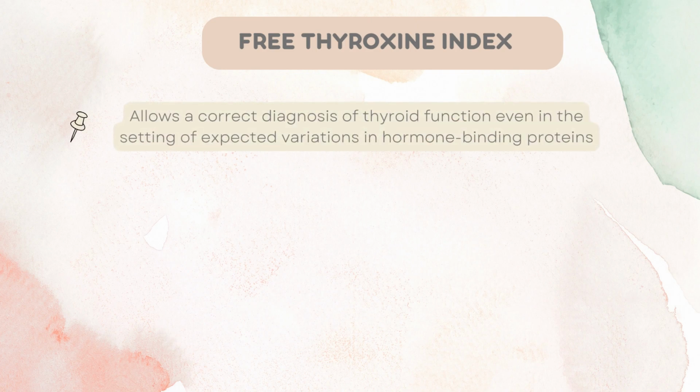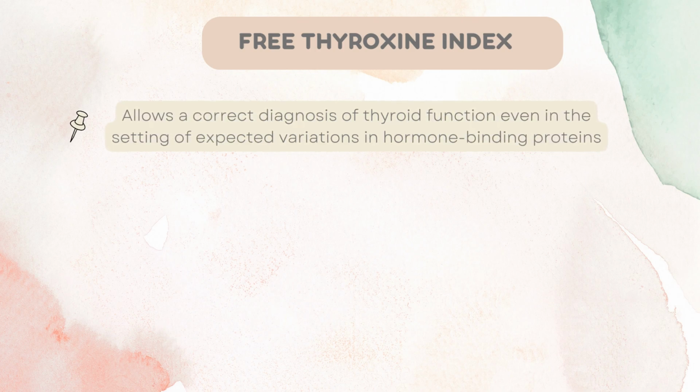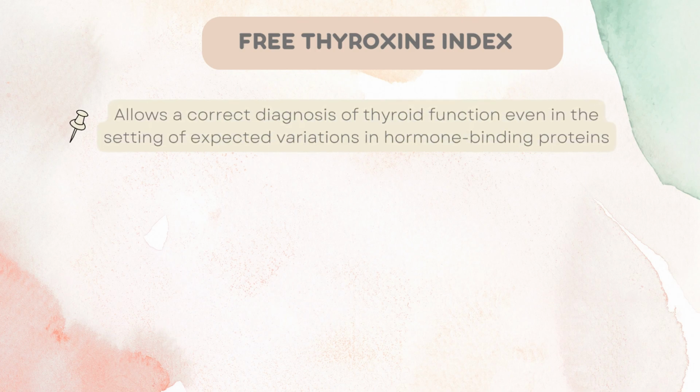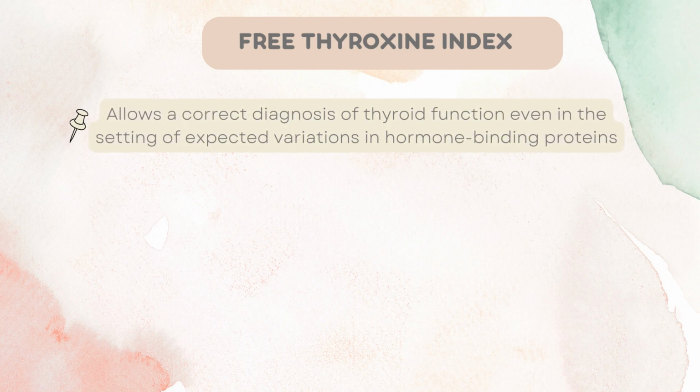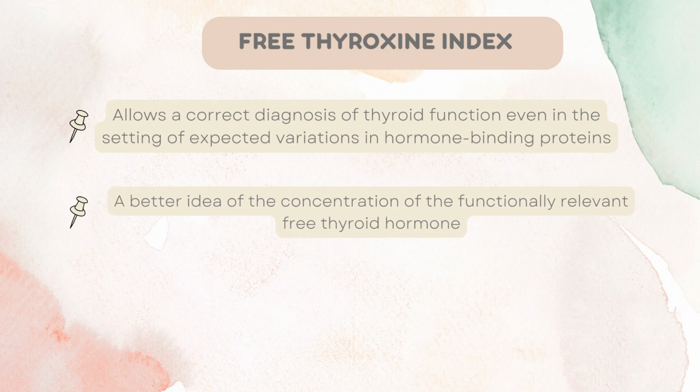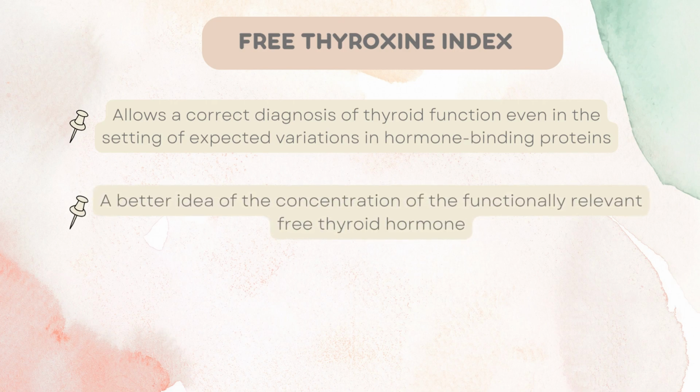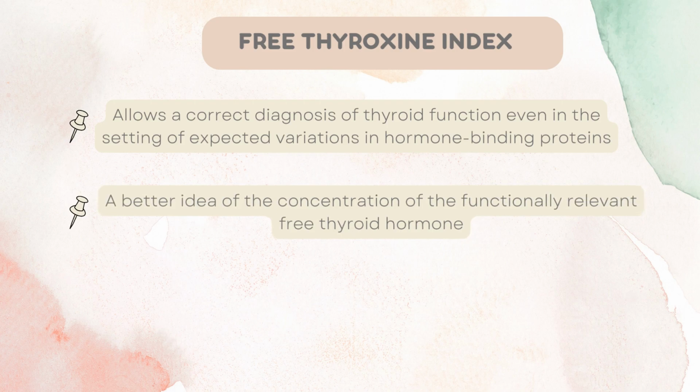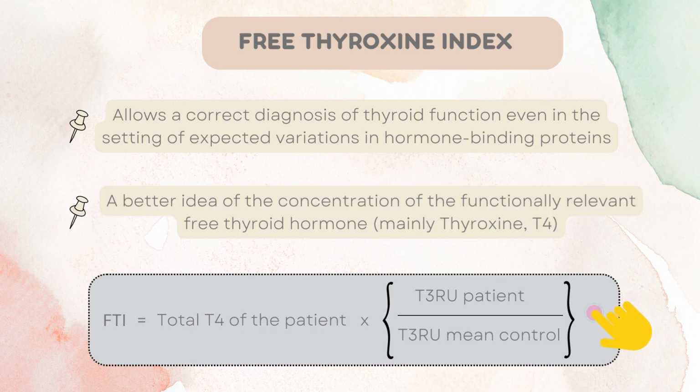Next, we will discuss the concept of the free thyroxine index. The combined evaluation of the total T4 concentration and the T3 resin uptake allows a correct diagnosis of thyroid function even in the setting of expected variations in hormone-binding proteins. The combined test thus gives us a better idea of the concentration of the functionally relevant free thyroid hormone. The free thyroxine index is an abstract number that correlates very closely with the free T4 hormone concentration in serum. It is estimated based on the equation shown.